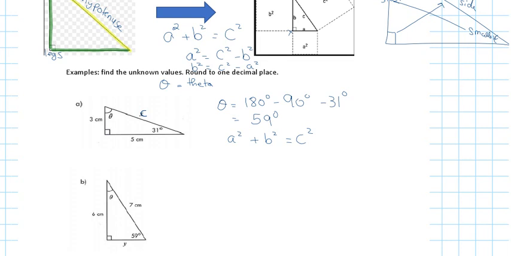It doesn't matter for the legs which one is A and which one is B. You can call it whatever you want. So let's call this A and this B. So plug it in. You have 3 squared plus 5 squared equals C squared. What's 3 squared? 9.